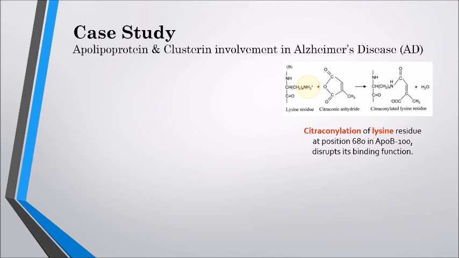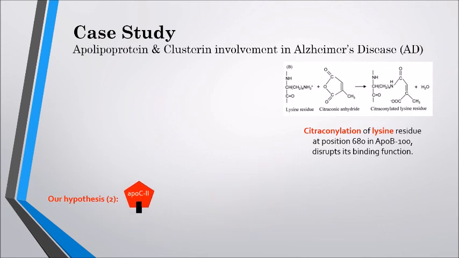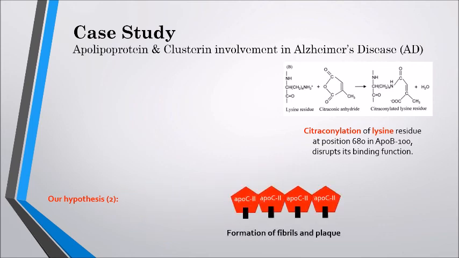What is significant is that citraconylation also occurs at the amino group of the lysine residue, which is the same target group for carbamylation to occur. Hence, we also postulate that carbamylation of the ApoC2 can disrupt its structure and prevent its binding with VLDL. This will allow the ApoC2 to self-associate and thus form the fibrils. Therefore, through this proteomics approach, we have generated a testable hypothesis which would require further investigation. These examples indeed show the importance of understanding carbamylation and how it is involved in disease initiation and progression.